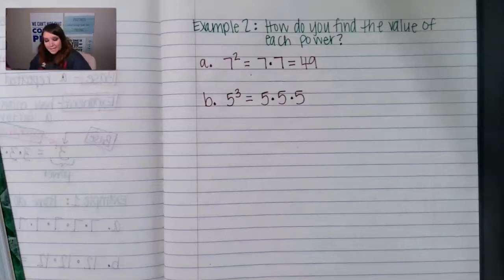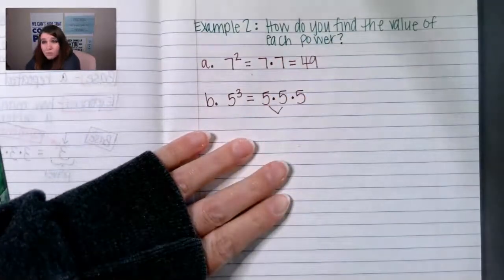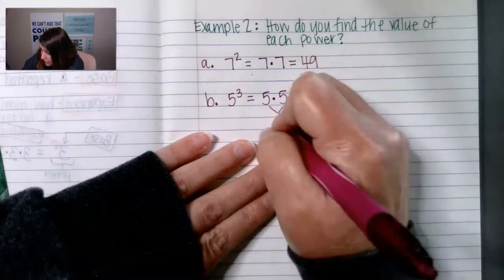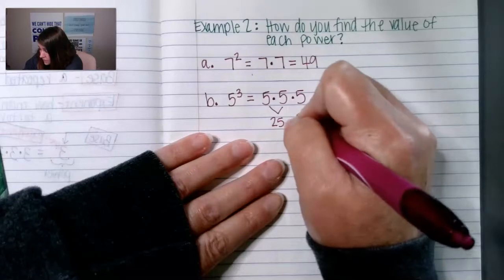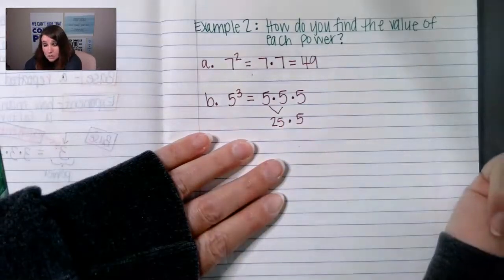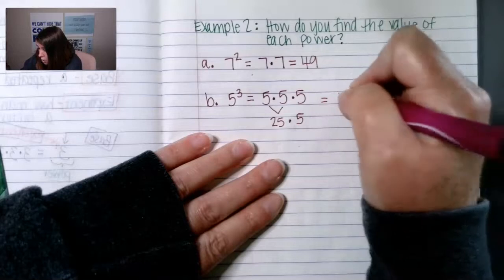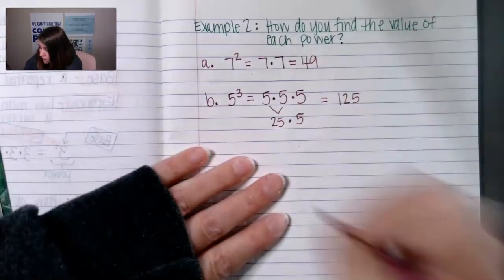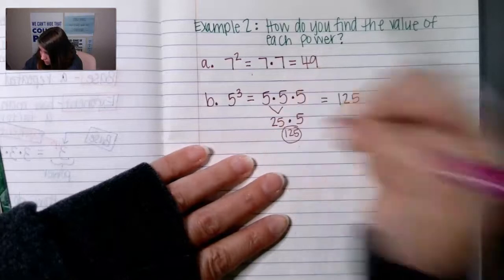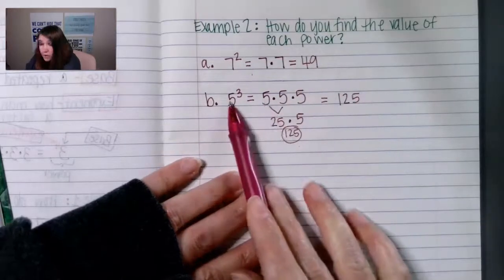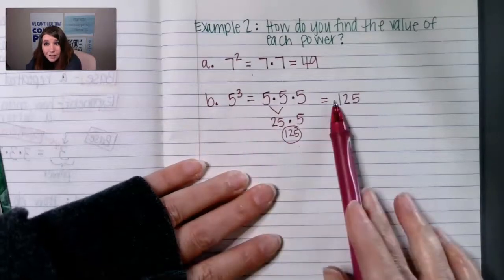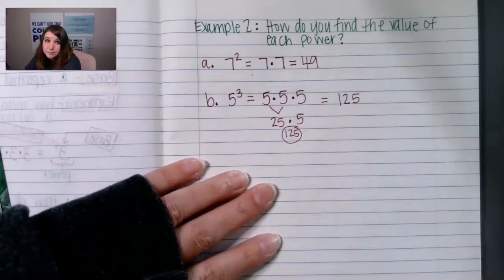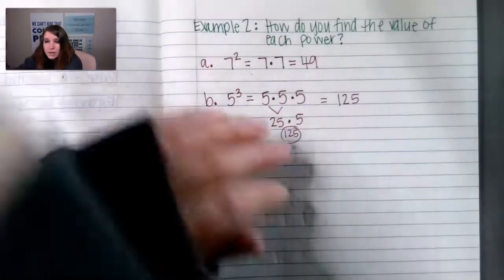Okay, so what is 5 times 5? Right, 25. So when we multiply this, we know 5 times 5 is 25. And 25 times this 5 right here gives us a value of 125. So our value of 5 to the power of 3, or 5 cubed, is 125. Nice work.